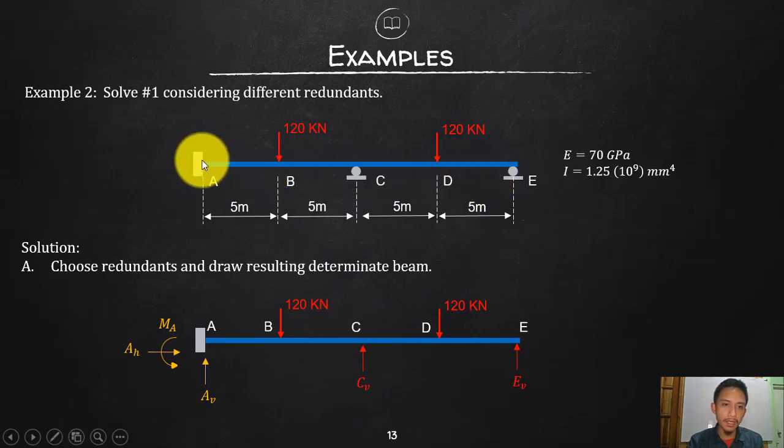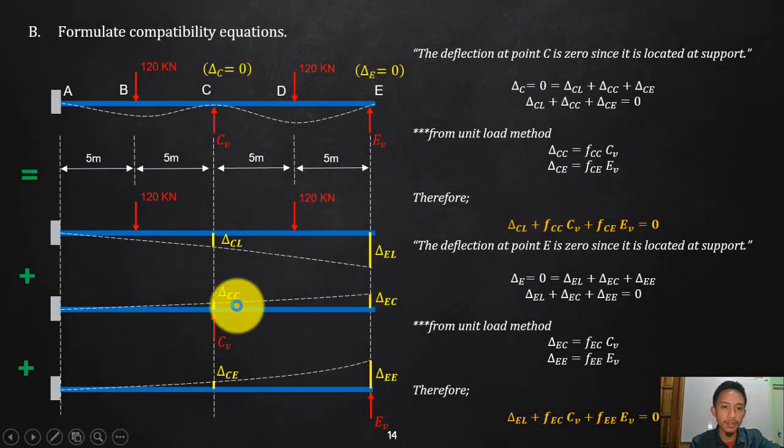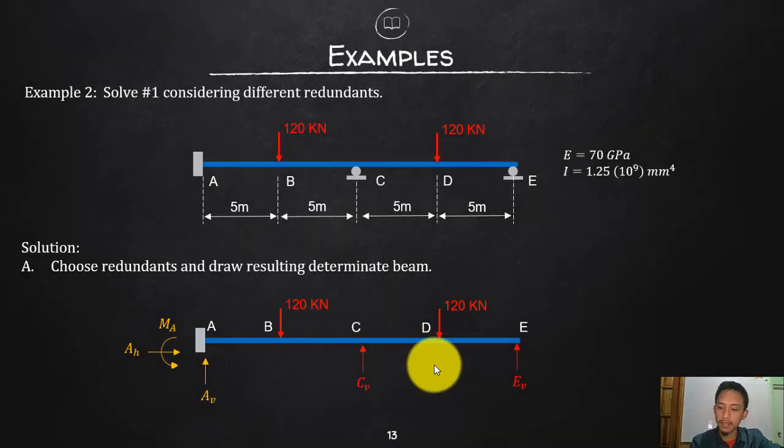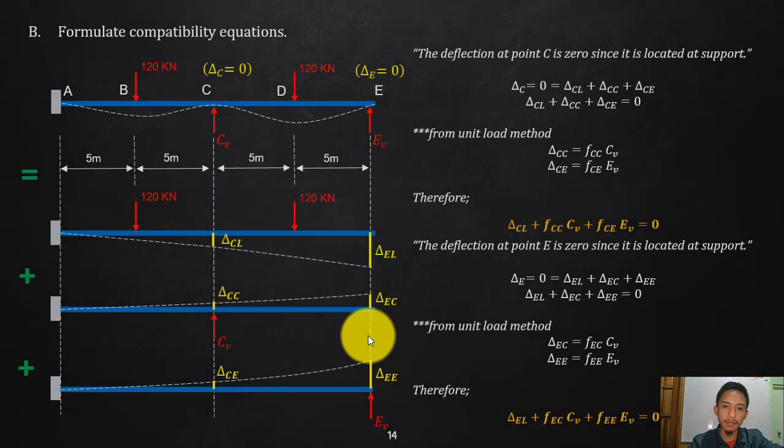So you have these 3 reactions at this fixed support, which will be my reaction on the resulting determinate beam. So that is still stable. Why? Because it will not move horizontally, it will not move vertically, and it will not rotate because of that MA. So that is stable, and my redundants are my C sub V and then E sub V. Okay, so the same procedure. We already chose our redundants, and we already drew our determinate beam.